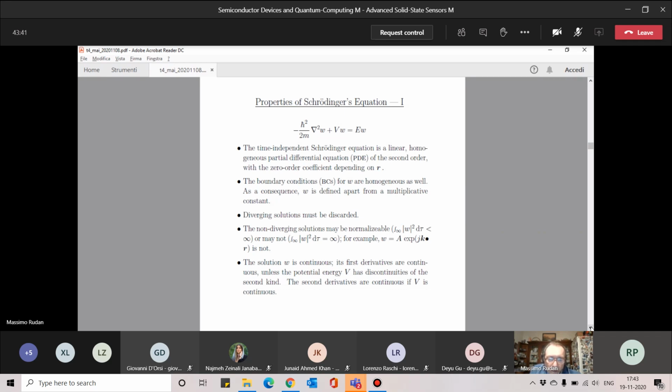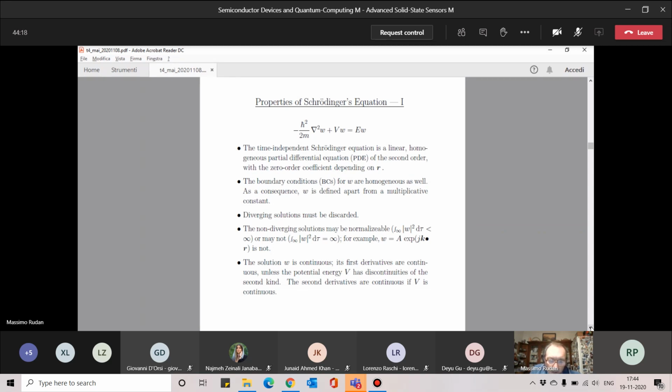Non-diverging solutions may be normalizable or not. So you remember, normalization implies that the square modulus of the complete wave function psi, when integrated over infinity, gives you a finite result. On the other hand, the full wave function psi has a time coefficient that is the exponential of minus j omega t. So the square modulus of this part is 1.